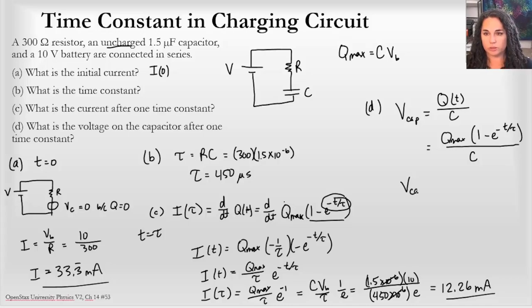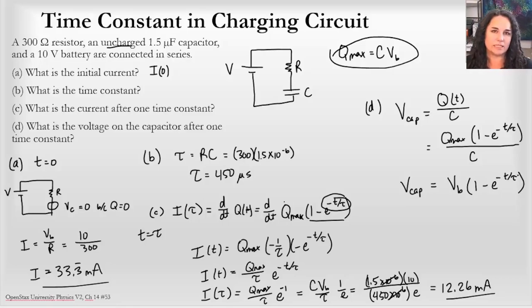So the voltage on the capacitor is going to equal Q max divided by C. Q max divided by C is just the voltage on the battery, times 1 minus e to the negative t over tau. So what's going on basically is the capacitor is just accumulating voltage from the battery at an exponential rate, and it'll increase really fast, and then it'll cap out at the voltage of the battery.